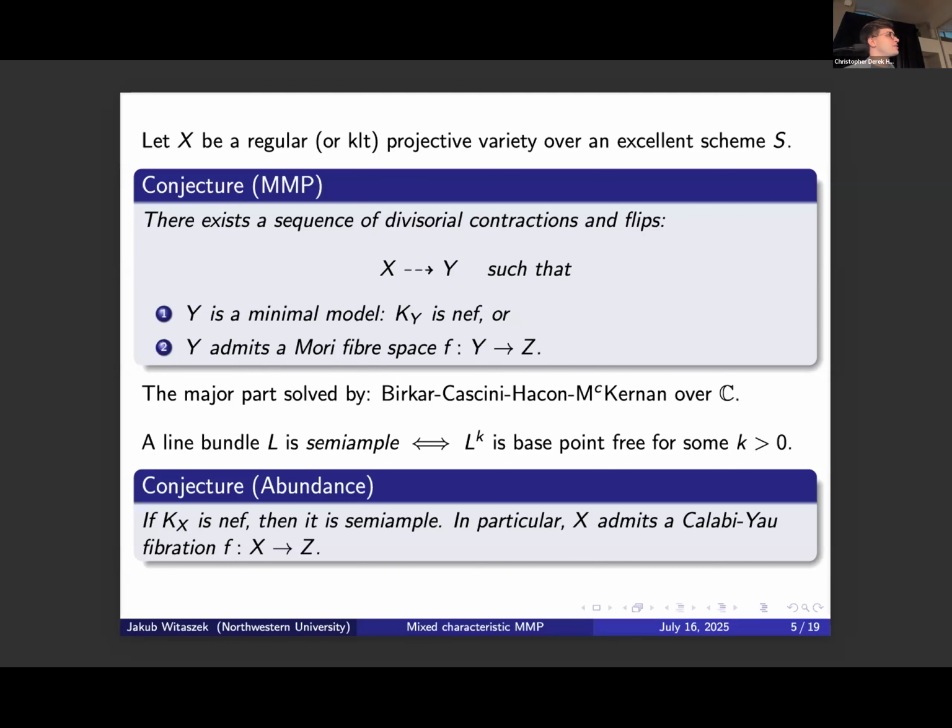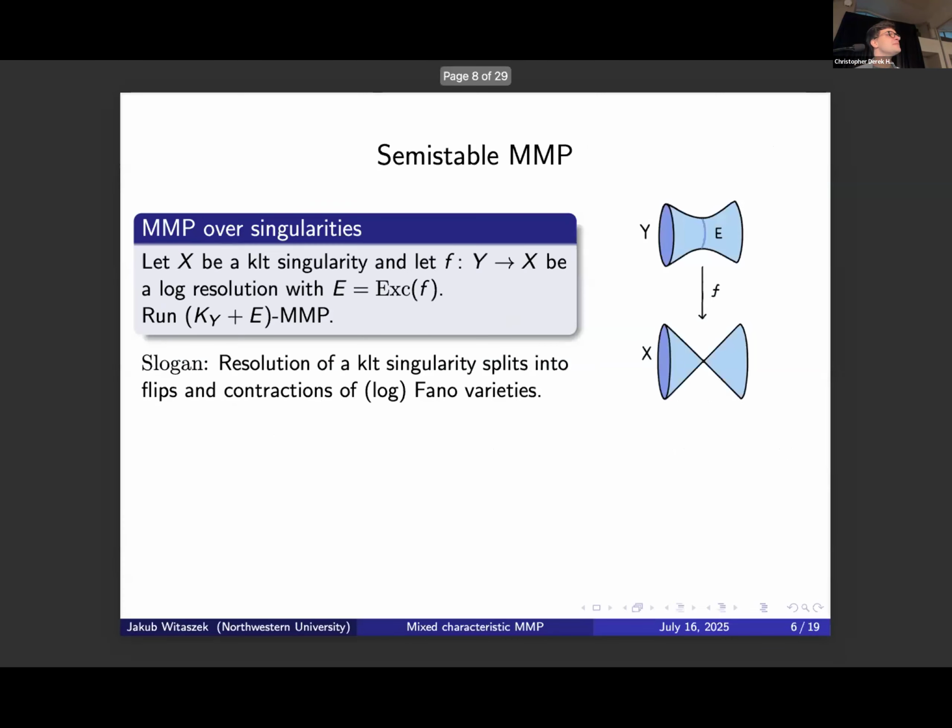But before I move on to mixed characteristic, I want to give one more slide, and that's about semi-stable minimal model programs. These are very important applications, and they're going to show up later in my talk. So let's start with the minimal model program over singularities. Let X be a KLT singularity. In this picture here, this is a quadric. And let f: Y to X be a log resolution of singularities, with E denoting the exceptional locus.